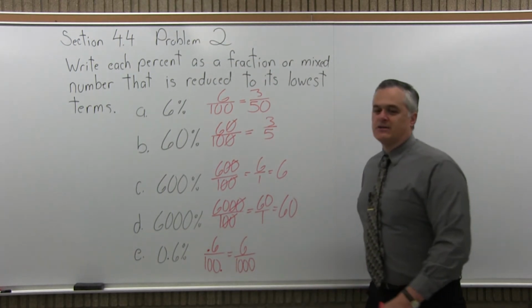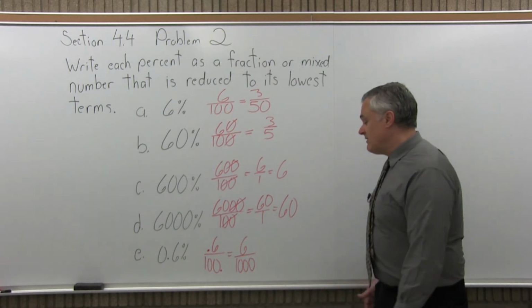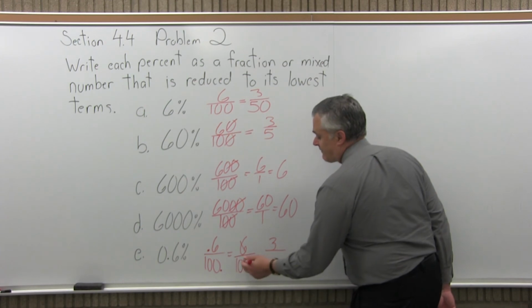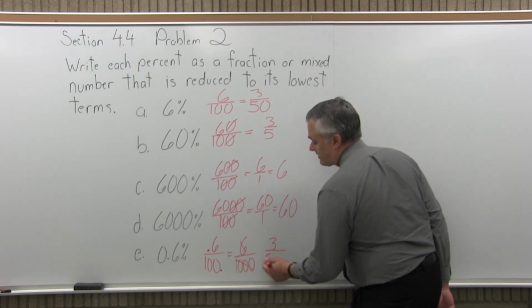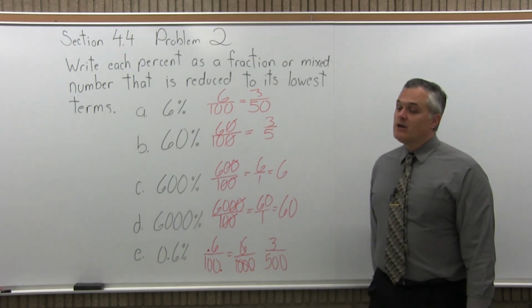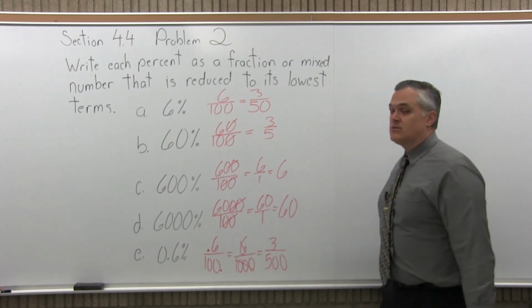It becomes a 1,000. Now, can I reduce 6 over 1,000? Well, again, they're both even, so I can at least take half of the numerator. Half of 6 is 3. Half of the denominator, half of 1,000 is 500. Can I reduce 3 over 500? No. So the fraction equivalent of 0.6% is 3 over 500.